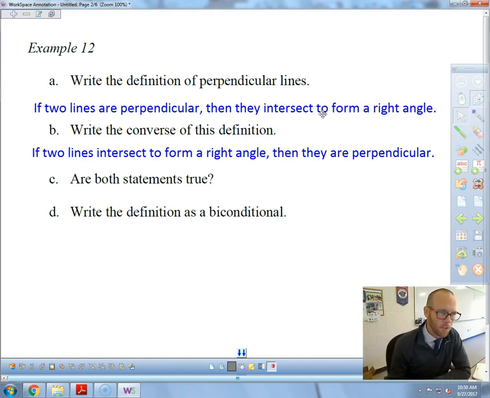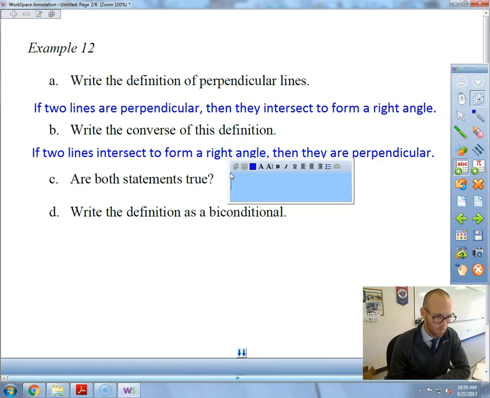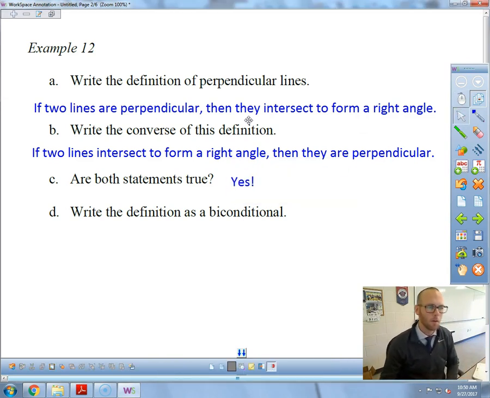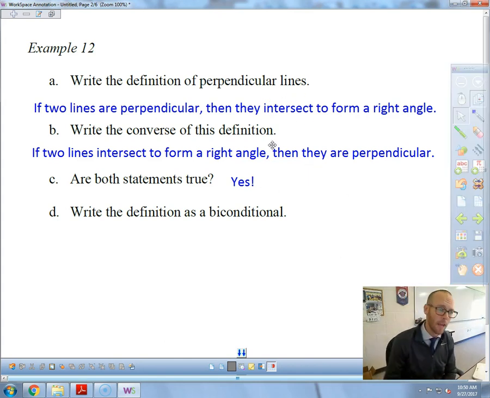So, are both of those statements true? Is the original if-then true? Yes, it is. How about the converse? Yes, it is. So that's my big test. Would the original if-then and the converse both be true? If the answer to that is yes, we can write the definition as what we call a biconditional.